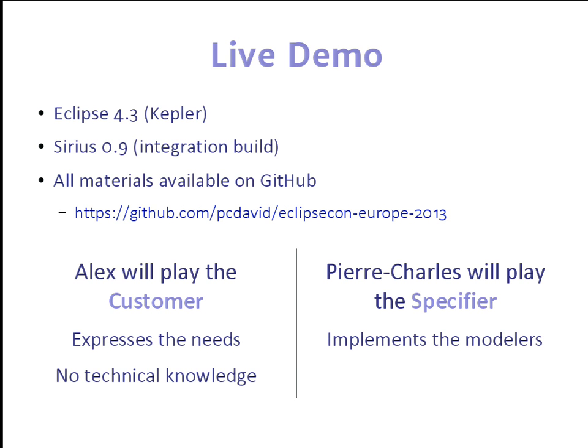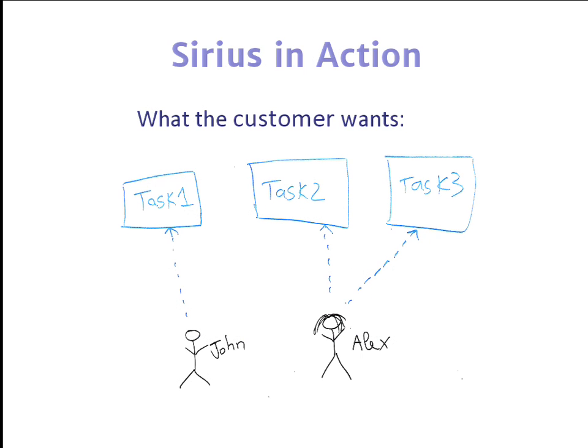So first, a few words about the demonstration of our environment. We are using an Eclipse Kepler SR1 with Sirius 0.9 installed, the latest integration build. And all that we are going to show is available on GitHub if you want to see the example. For this demonstration, I will play the role of the customer who has no technical knowledge and who will express the needs of his modelers. And Pierre will play the role of the specifier, who will implement the modelers using Sirius.